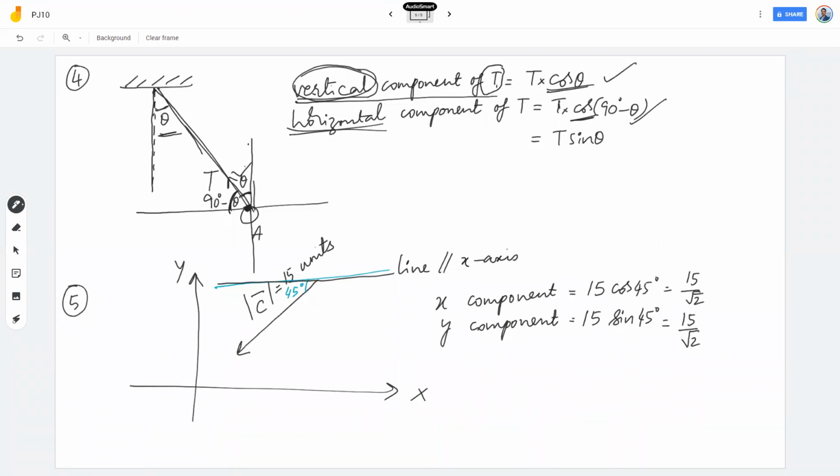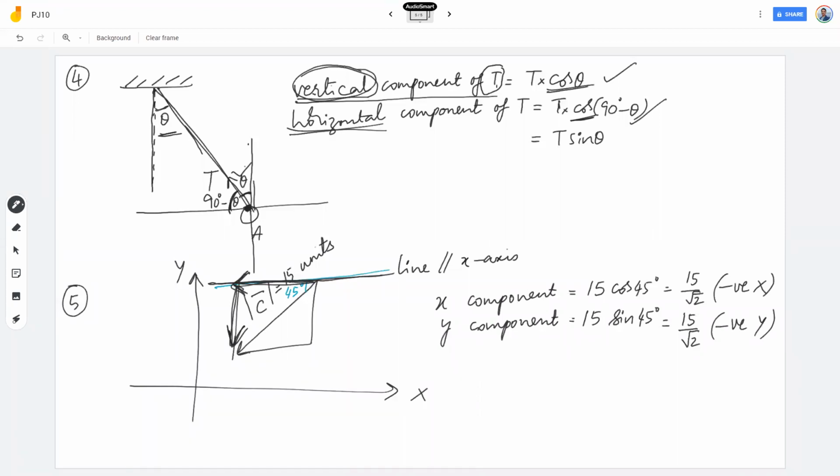But I actually need to know what is the direction of these components. X component is along this line, but directed negatively. Because if you complete a rectangle of which this is a diagonal, then one side will be this way and the other side will be this way. That is when the triangle law will be obeyed, is it not? The triangle law will be obeyed only if the vectors are directed like this, which means x component is 15 by root 2 along negative x-axis. Y component is also 15 by root 2 along negative y-axis.